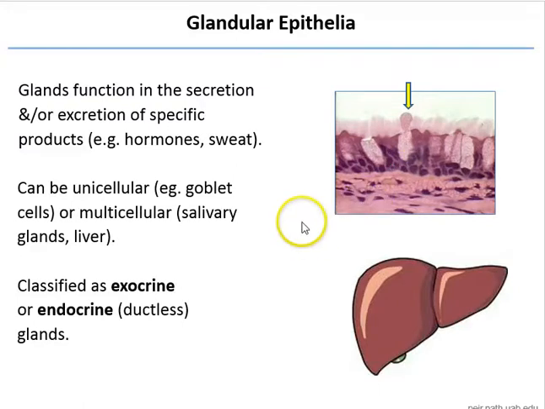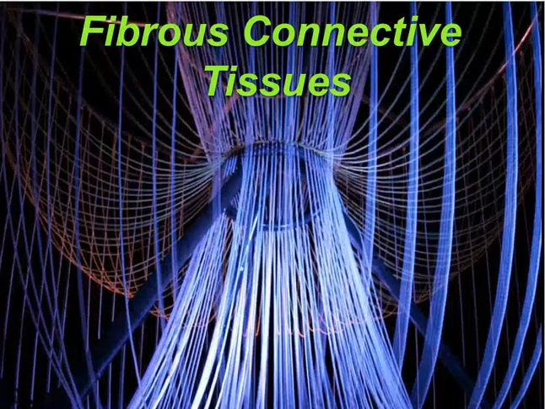We can also have multicellular epithelial glands. These are structures such as the salivary glands, the liver, and the pancreas. The other thing we consider when classifying the glands is whether the material is directed straight into the bloodstream. If that's the case, it's an endocrine gland. If the material is directed into a specific system of ducts, we call it an exocrine gland. So that completes the overview of the epithelial tissues.